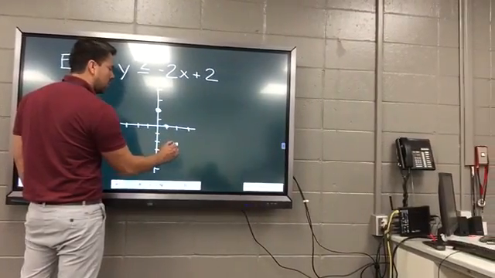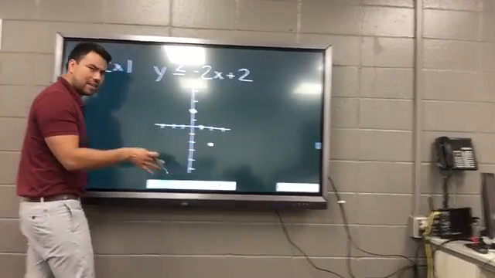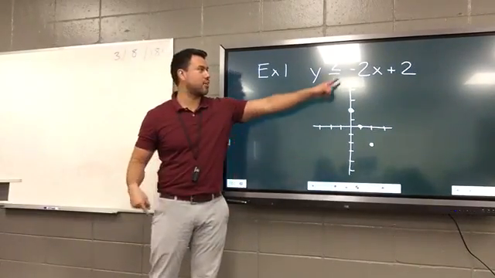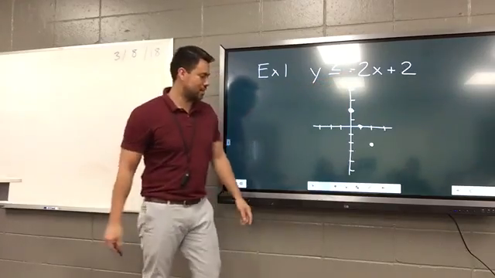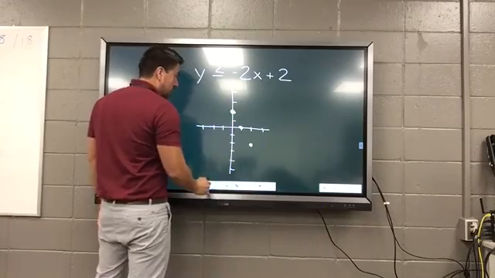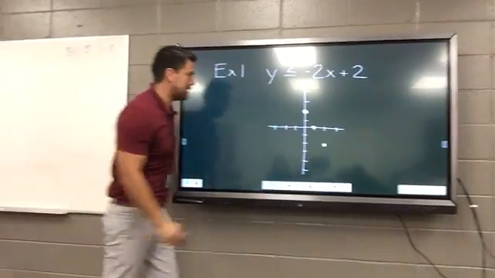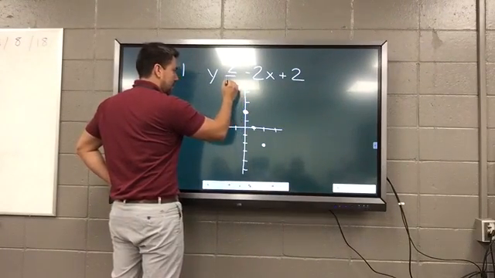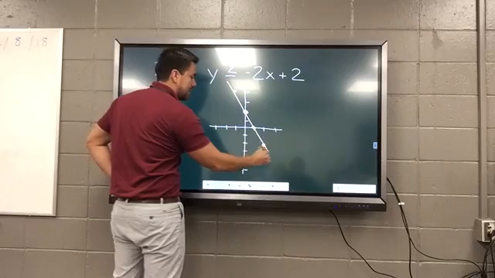Down 2 over 1. Wait, that's going to be a negative slope. That's going to be a negative relationship. Is that accurate? Yes. So please check that on your own. Okay, and I'll go up 2 over 1. And then I'm going to connect the lines.